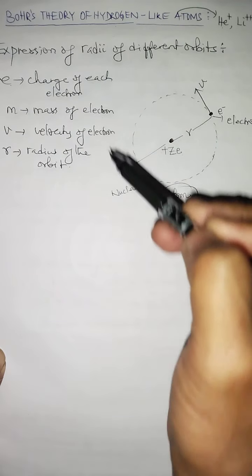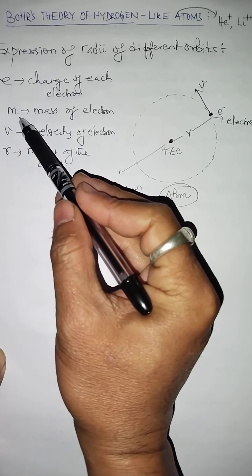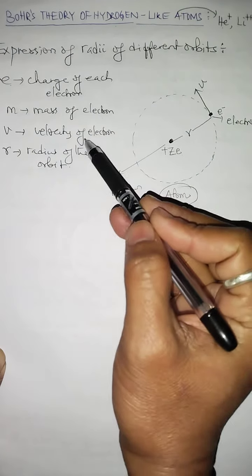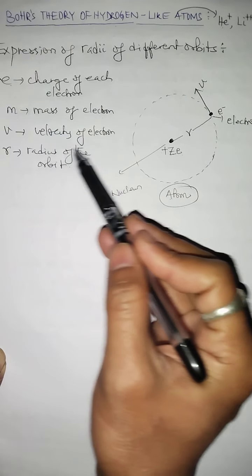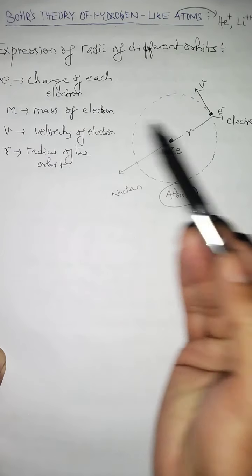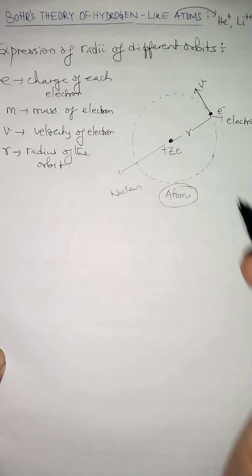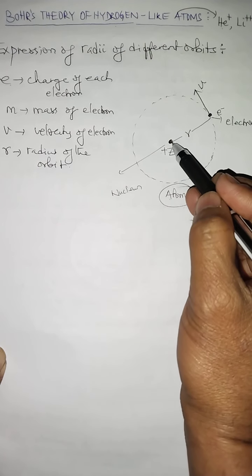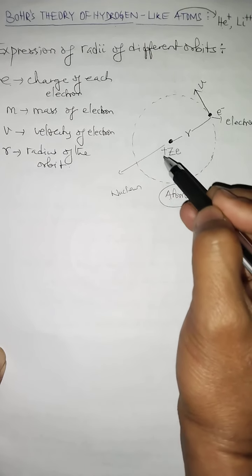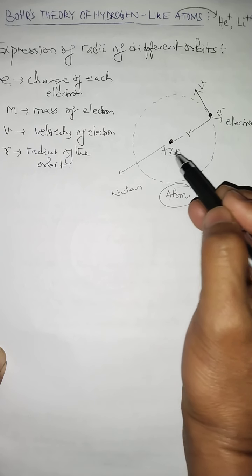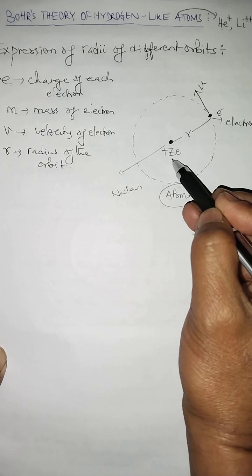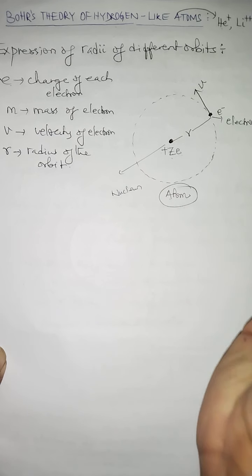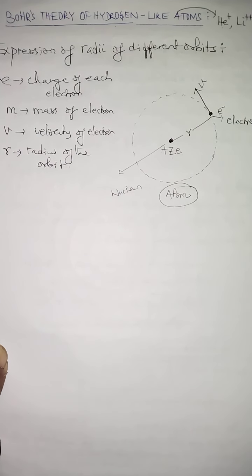The electron which revolves around the nucleus has a mass, small letter m, moves with the velocity, small letter v, and moves in an orbit, and that orbit has a radius, small letter r. If you look at the diagram, this is the nucleus which consists of positive charge, and that positive charge is plus Ze. Children, you know this symbol Z is called the atomic number.